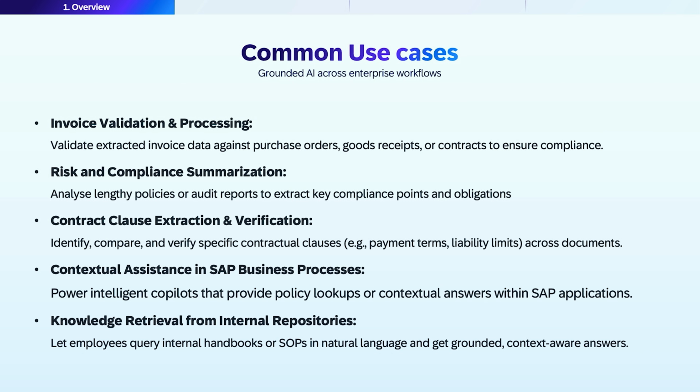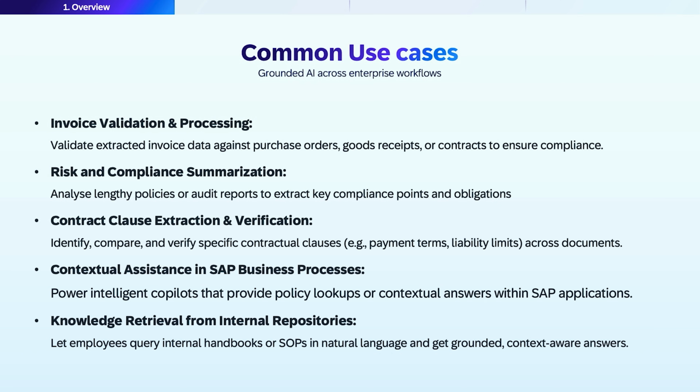Let's look at where document grounding really shines. In invoice validation, it can cross-check invoice data against purchase orders and goods receipts to ensure consistency and compliance. For risk and compliance teams, it can summarize lengthy regulatory documents, extracting key obligations and exceptions. Legal documents can use it for contract clause extraction, identifying specific terms such as payment timelines or liability limits. In corporate operations, employees can use it to query internal knowledge bases, such as standard operating procedures or HR handbooks, in natural language, getting contextually accurate answers.